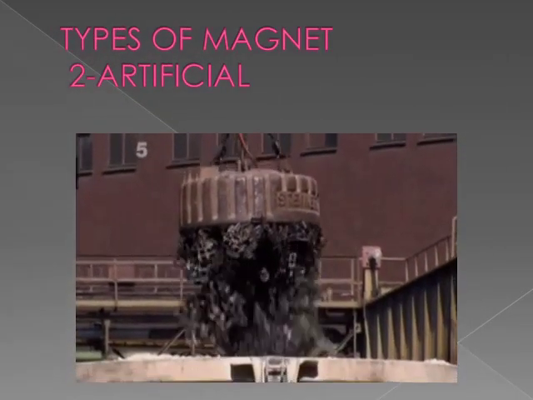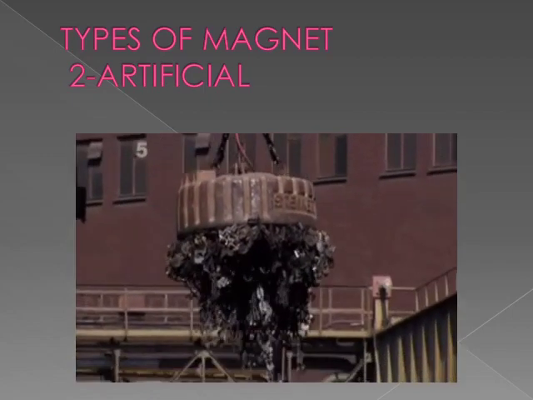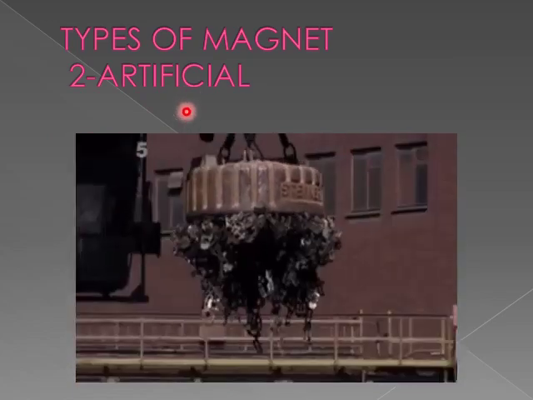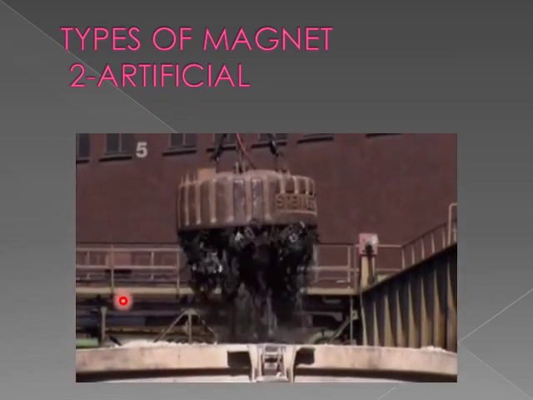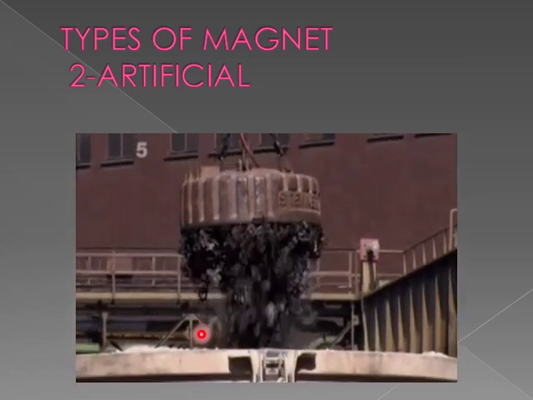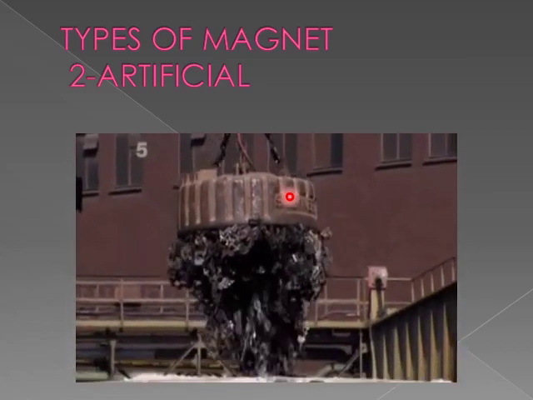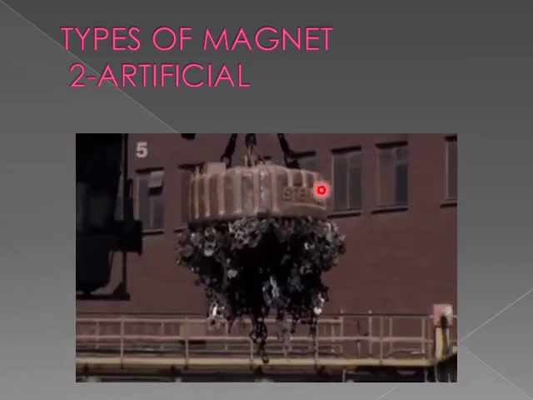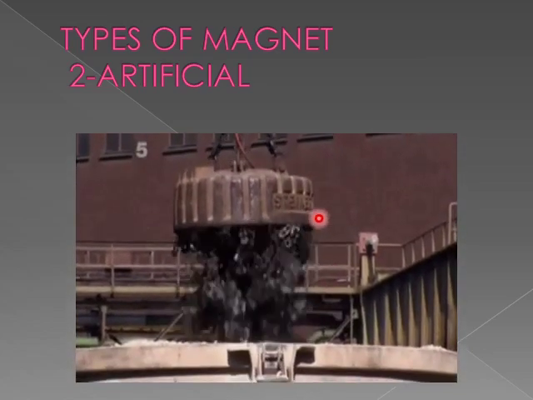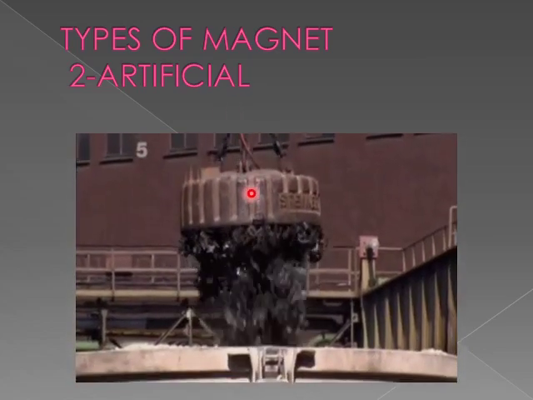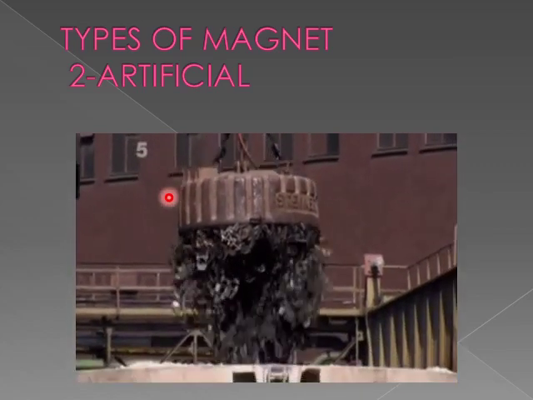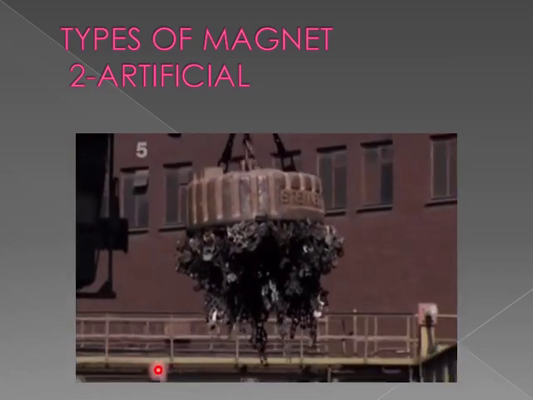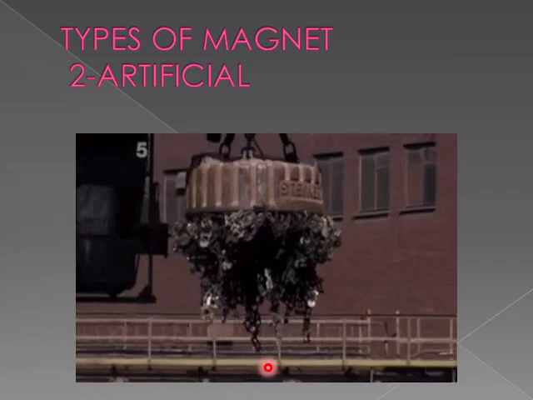So my dear students, here is the second type of magnet, that is artificial magnets. So what are artificial magnets, my dear students? Artificial magnets are made of hard steel or other electromagnets. Electromagnets, you can see here, are also a type of artificial magnet. There is another type of artificial magnet called alnico. Alnico magnets are the most powerful. They are made of aluminium, nickel and cobalt mixed with the steel.